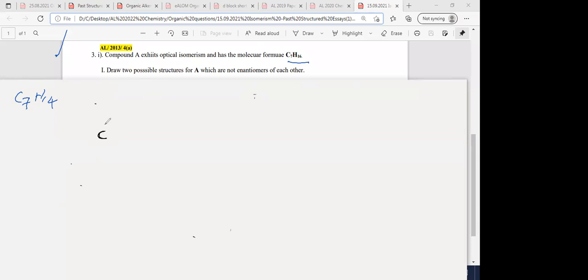Optically active compound means what? There must be 4 different groups around the central carbon. How to make it 4 different groups? After putting 1 carbon at the center, how many more carbons are left? 6 carbons. Then I'll put 1 carbon on this side, and on this side I'll put the other carbon. 2 carbons I'll put here. And on this side, how many more carbons are left? 3 carbons here. It is an alkane, no double bonds, no triple bonds, only carbon with single bonds.